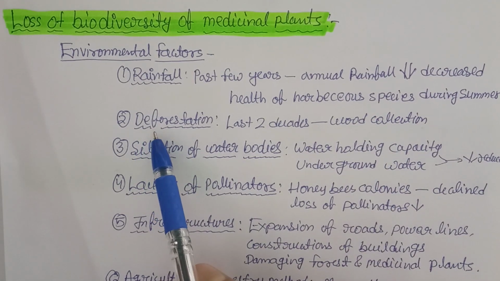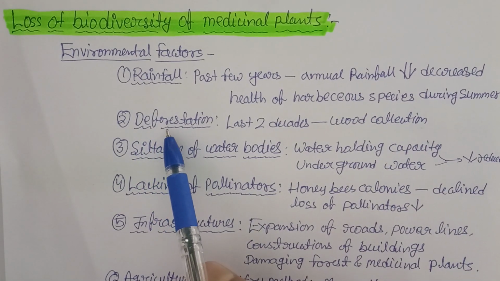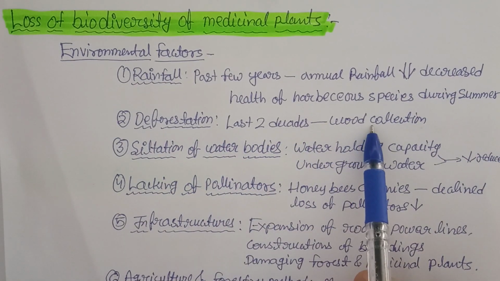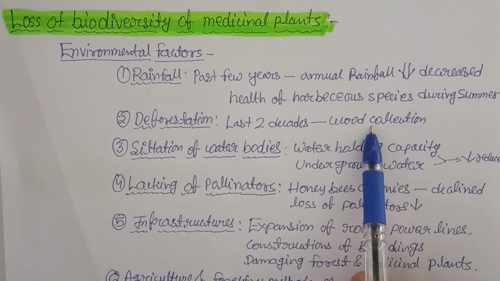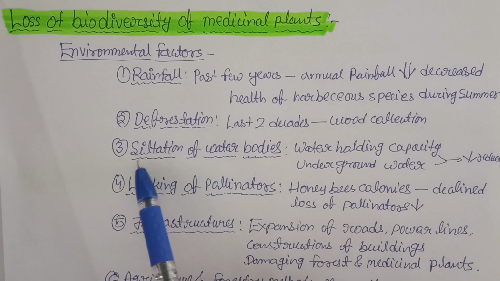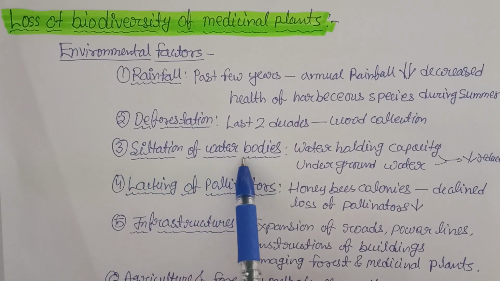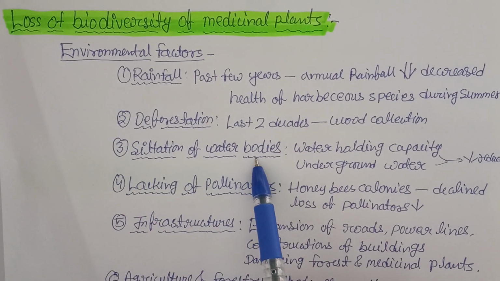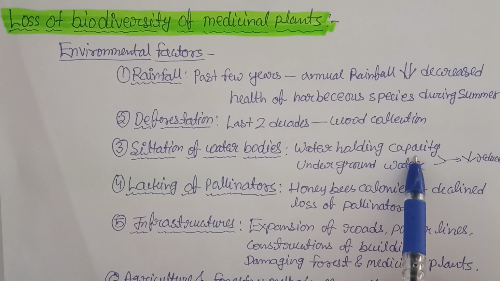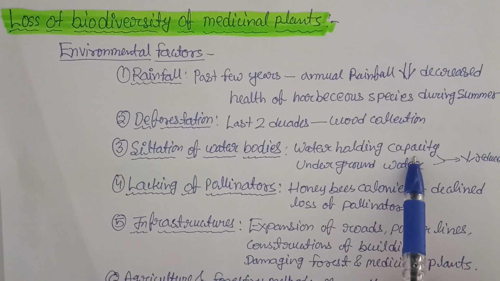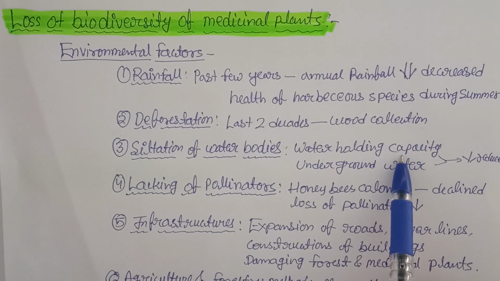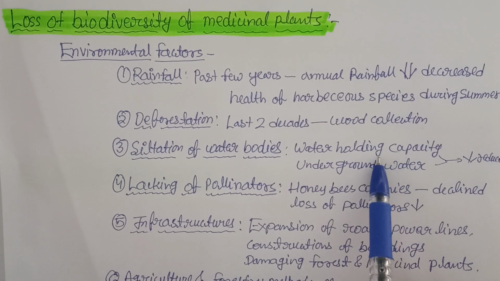The second reason for the loss of biodiversity is deforestation. In the last two decades, wood has been collected frequently from the wild and forest, but at the same time no cultivation occurs, right? The third reason may be the siltation of water bodies, right? So the water level is also going down day by day. The water-holding capacity of the soil is lost as the particle size changes. The soil slides with landslides and the movement of those particles, and it does not retain water for a long time.